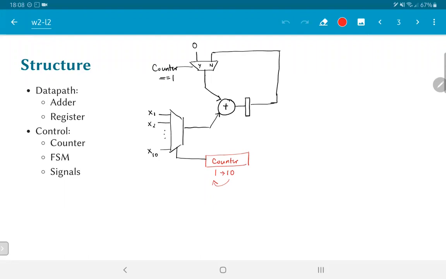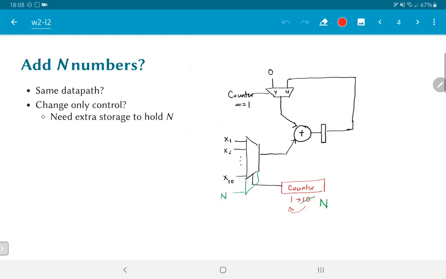And one way of implementing this would be to take the values x1 to x10, feed them into a multiplexer, and use a counter which counts from 1 up to 10 and then resets back to 1 to select which of these values comes through to the output of the multiplexer and therefore to the input of the adder. In this way, the adder and the register essentially constitute the data path, whereas the rest of the elements, the multiplexers and the counter, even though we do not have an explicit finite state machine in this case, the counter sort of implements something like a finite state machine. Those components constitute the control logic.